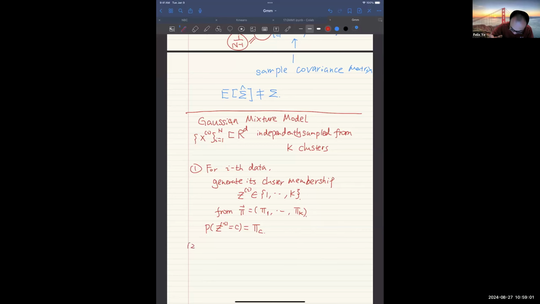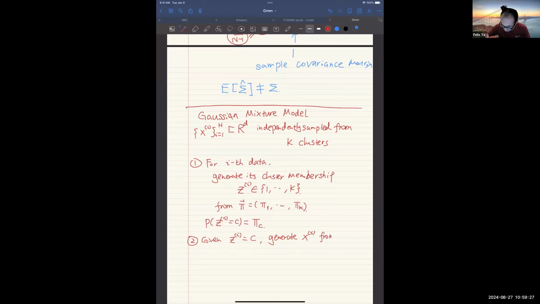Then, given that we have picked the corresponding cluster, say cluster c, we're going to generate an x of i from its corresponding Gaussian distribution N of mu c and sigma c.